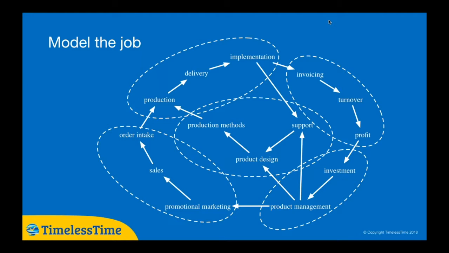Sales leads to order intake. Order intake leads to production, production leads to delivery. And along the way, we've got product management leading to promotional marketing, product management leading to product design to promotional production methods, etc. So we've modeled the company, and it is complete. Now, that's important. We've got to actually get this complete. And it's quite complex. We're looking here at a very, very simplified model of a company. But in fact, when we do this properly, it's quite complex. And I'll show you a couple of real ones in a moment.